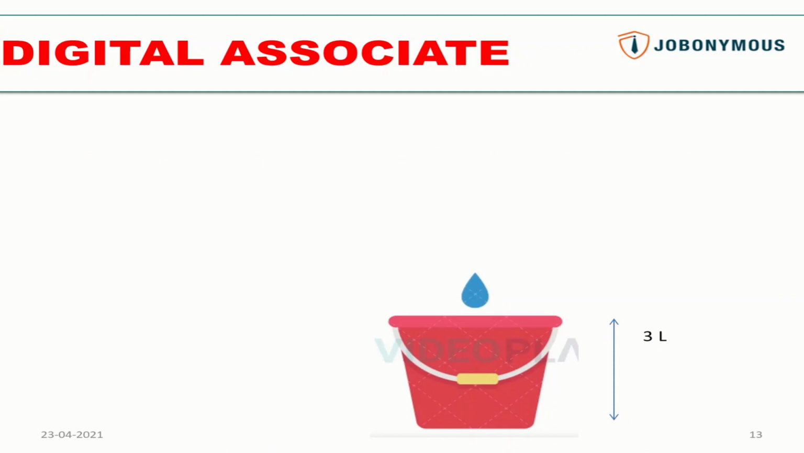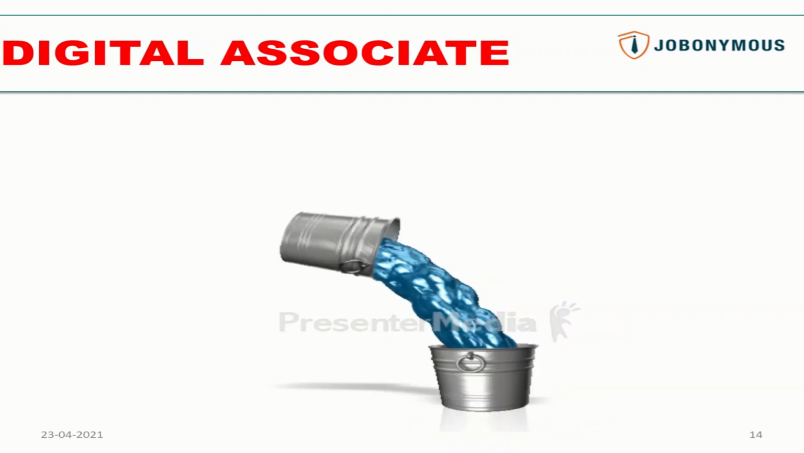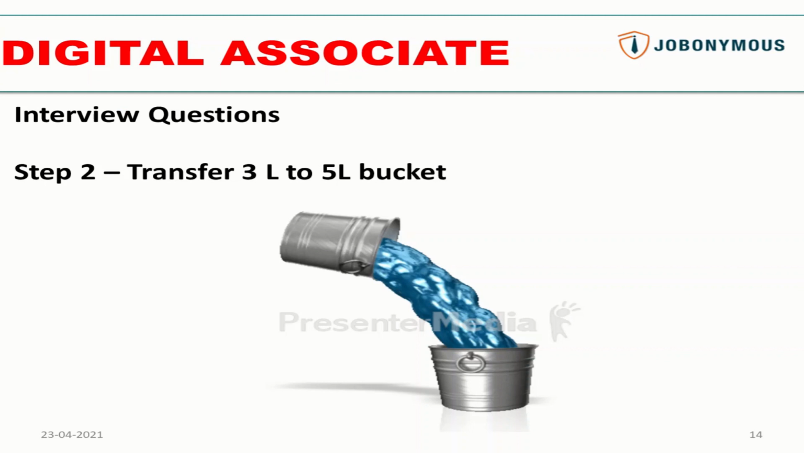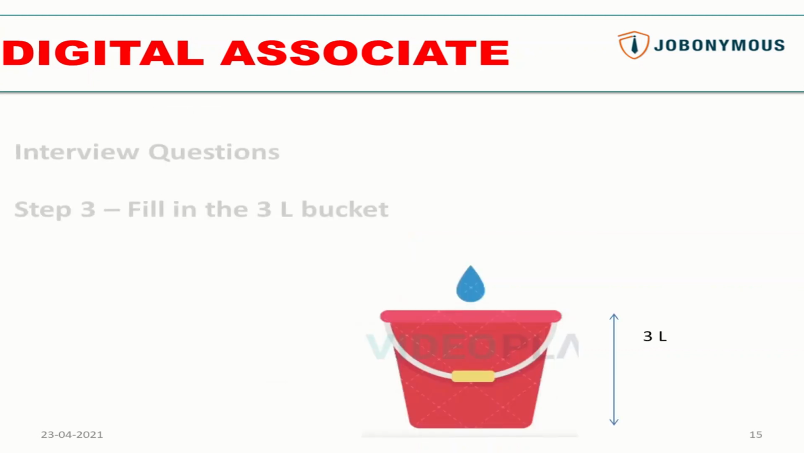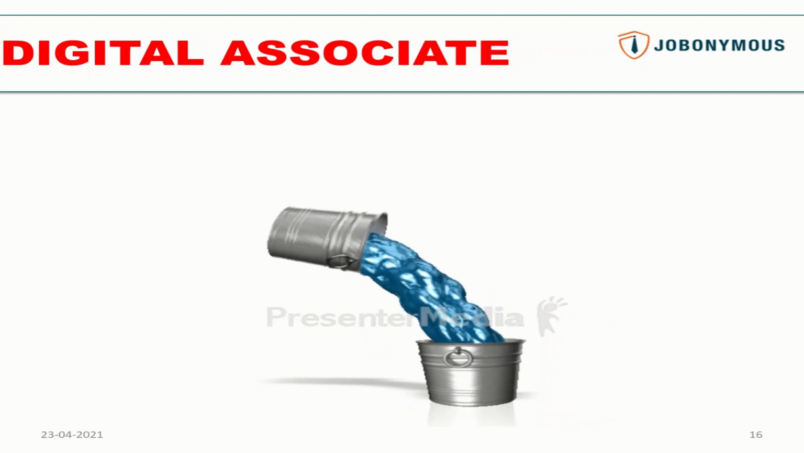Full 3 liters you can fill. So step 1, fill the 3 liter bucket and then transfer that 3 liter into the 5 liter bucket. So the 5 liter bucket will now be 3 liter filled and the 3 liter bucket is again empty. Next step, we fill the 3 liter bucket again with full water and then transfer it to the 5 liter bucket. So now you can only transfer 2 liter. So now your 5 liter bucket is full and your 3 liter bucket has 1 liter water.